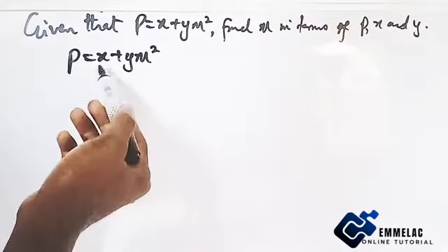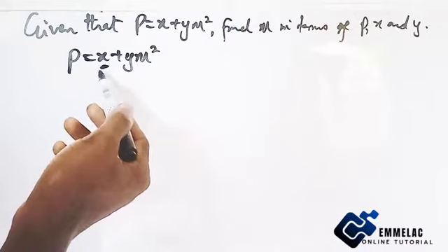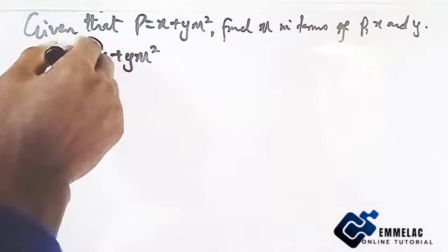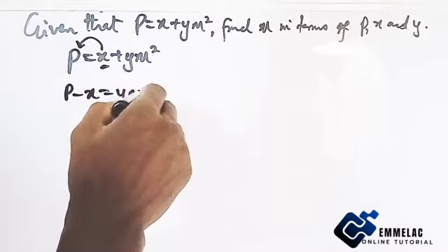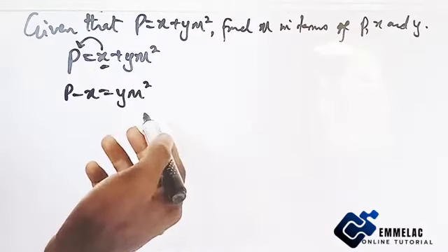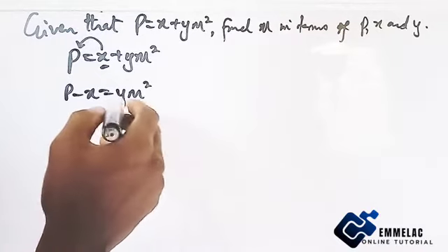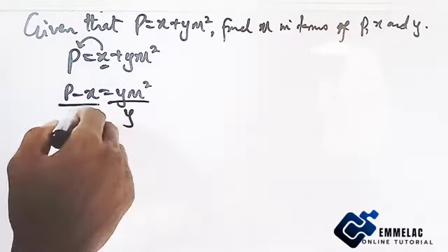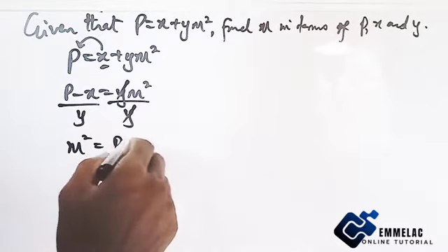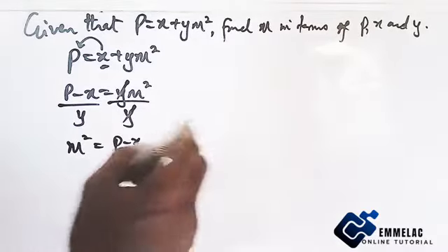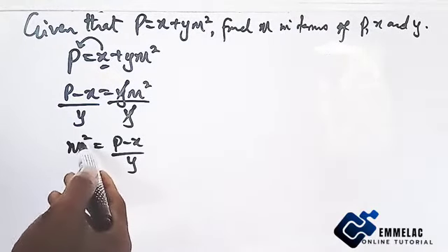Now first of all, let us remove x. What we need to do is just to transpose it over to this side. So here we have that P minus x equals y m squared. Now here we have y m squared. What do we need to do? Just divide both sides by y. This cancels this. Here we have that m squared equals P minus x over y.